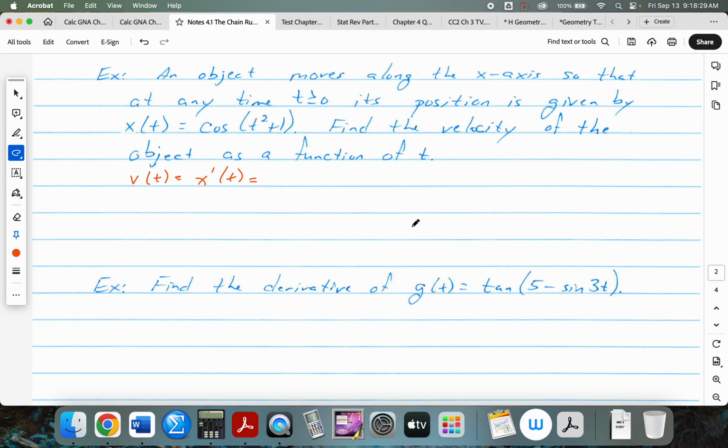So, taking the derivative of the outside part, the derivative of cosine, and I'll usually say it this way, cosine of something, because I don't really care what the something is, negative sine of that something, times the derivative of whatever the something was, which will be 2t. So again, that's almost always rewritten so that you have a negative 2t at the front, sine of (t squared plus 1). Again, to avoid any confusion.